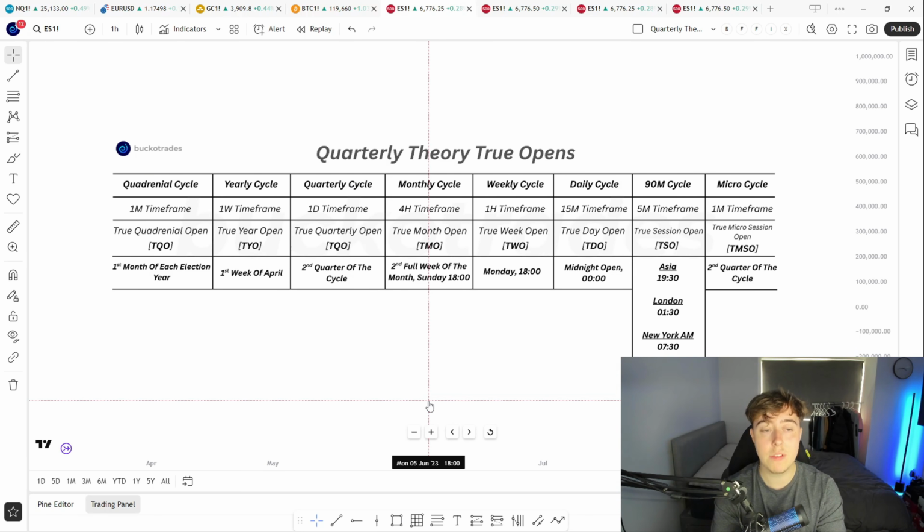Monthly cycle, however, is more mechanical. The true month open, viewed on the 4-hour time frame, the TMO. This is the second full week of the month, Sunday 1800. So what do I mean by second full week?